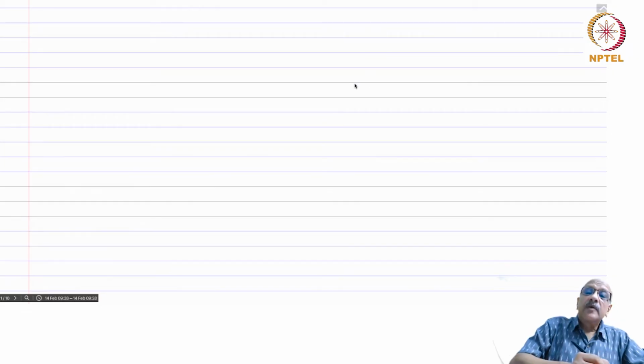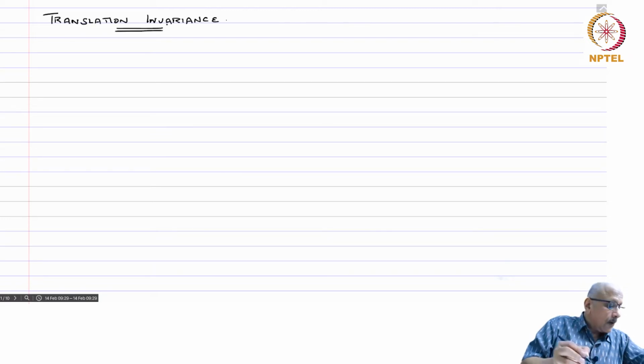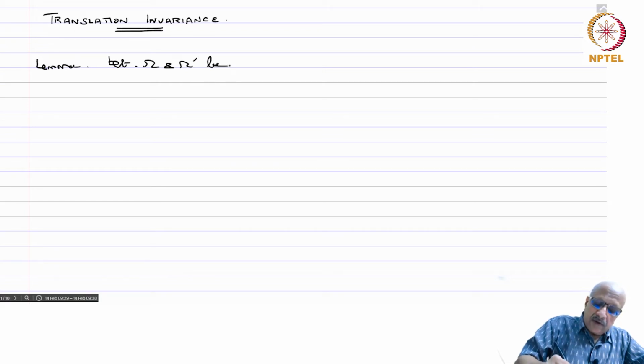We will now discuss a very important property of the Lebesgue measure, namely translation invariance. Okay, so we will start with the important lemma. Lemma: let omega and omega prime be open sets in Rn.